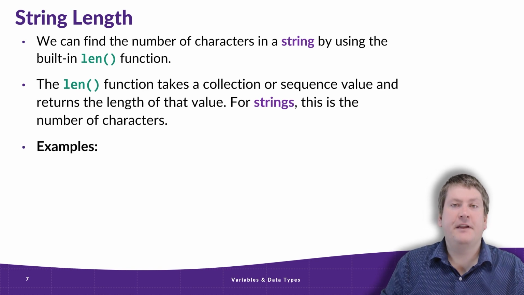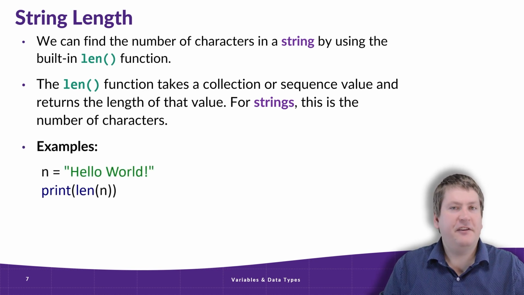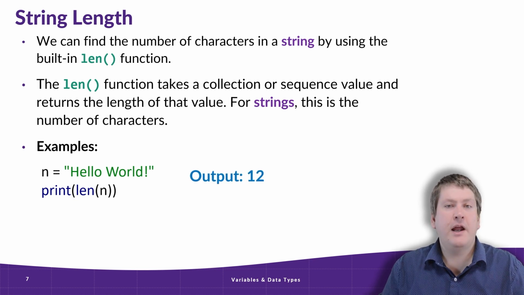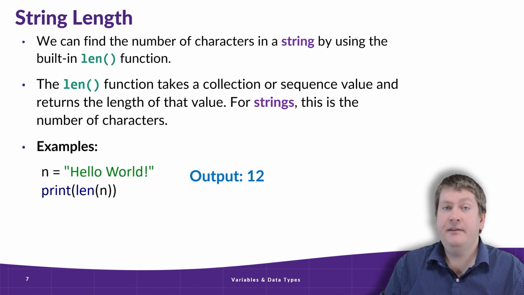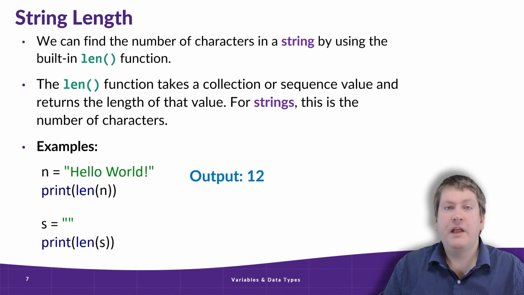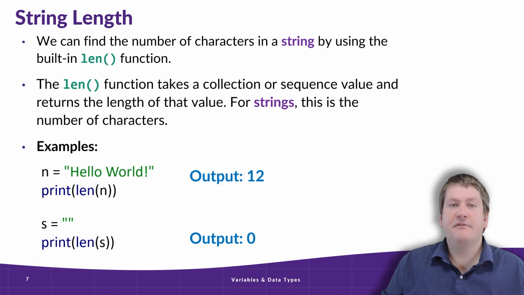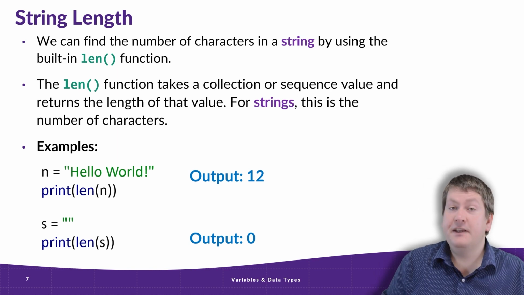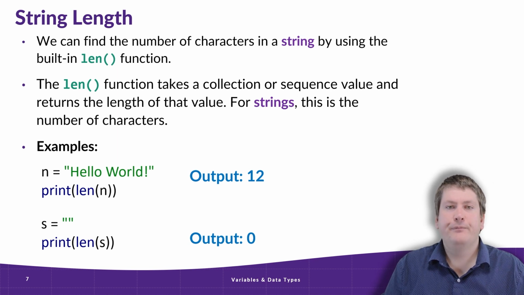Let's take a look at an example. Here we have a string with the text hello world with an exclamation mark at the end. The output of this program would be 12, as the string contains 12 characters, including the space and exclamation mark. The second example is a special case of an empty string. This string contains no characters between the double quote marks. The length of this string is simply 0, as it contains no characters.